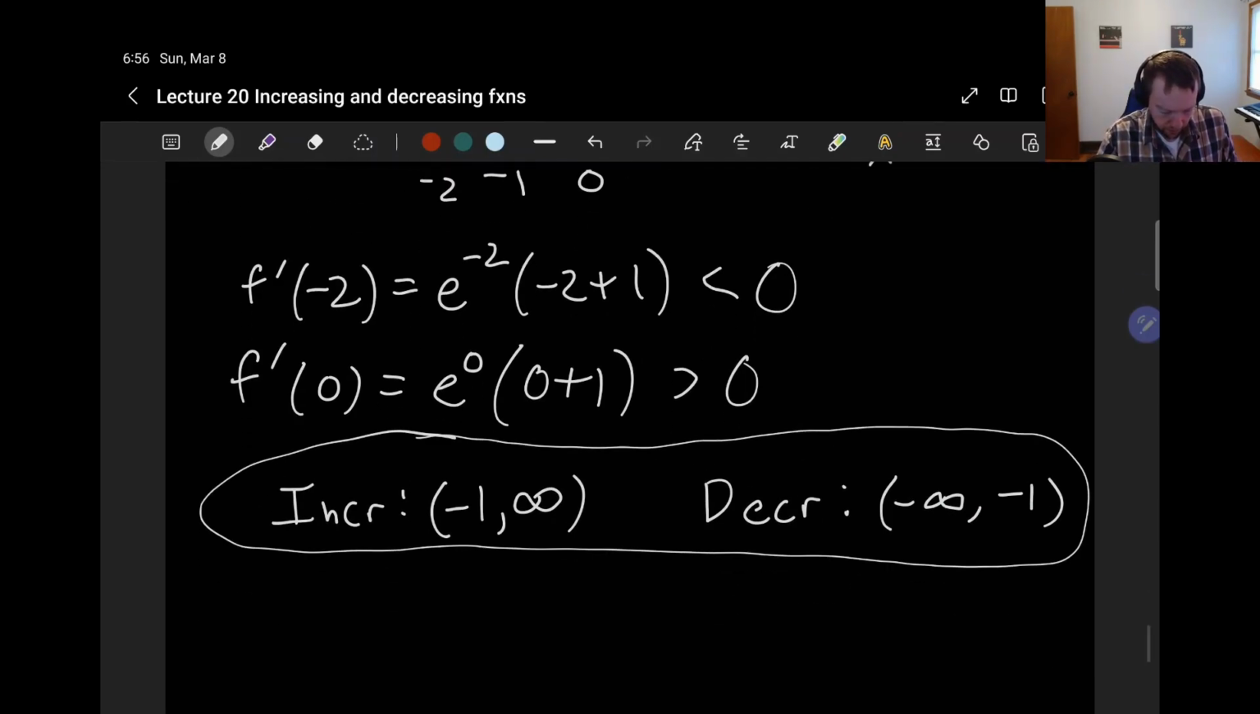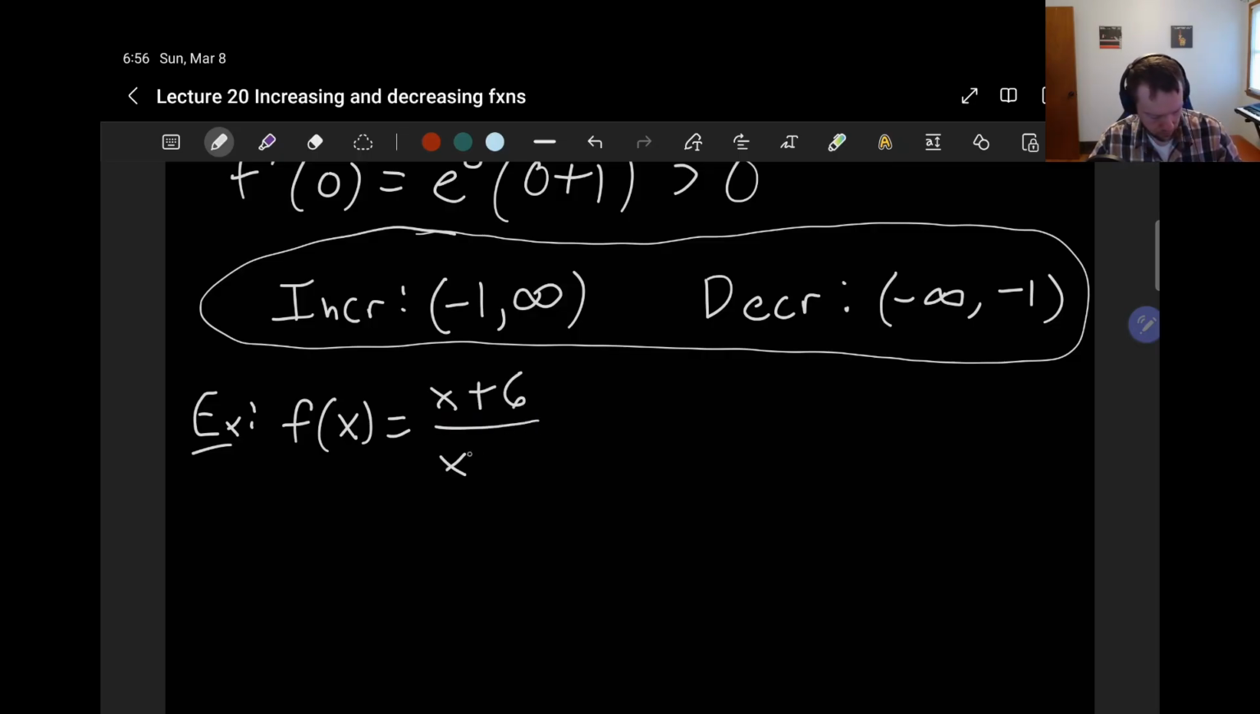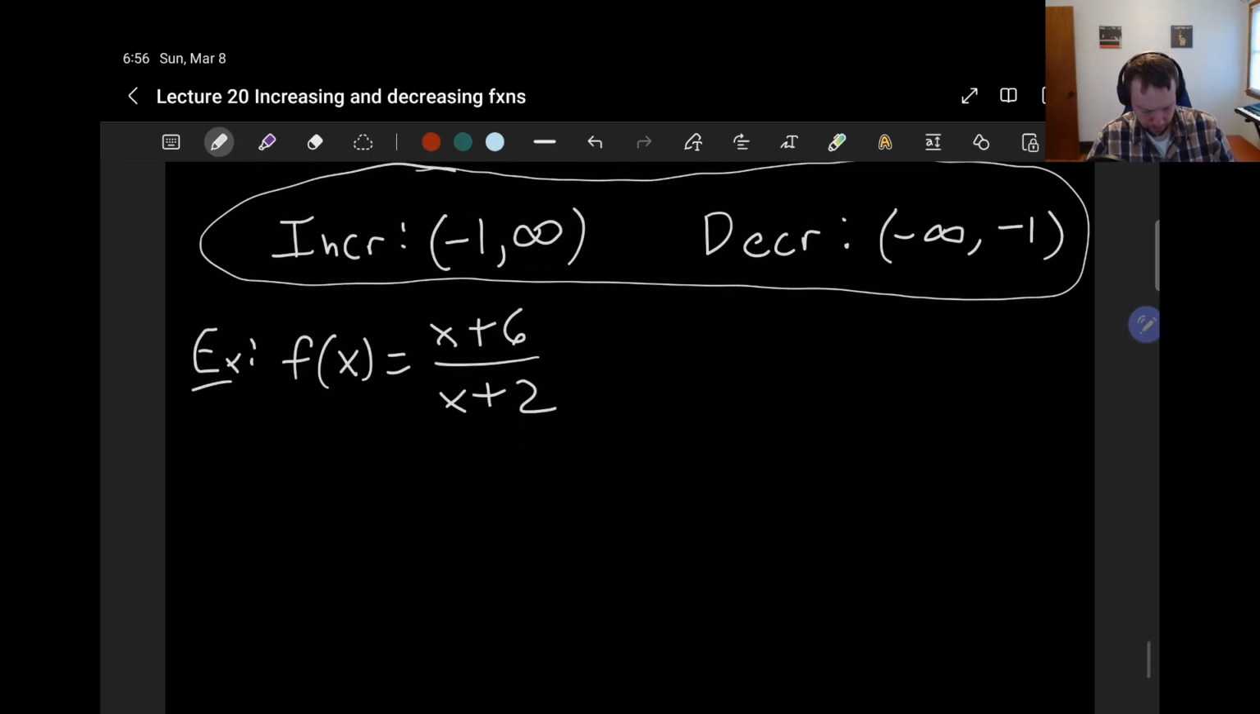I'd like to take the time to look at one more. A rational function, x plus 6 over x plus 2. Let's try to find some critical numbers. Okay.